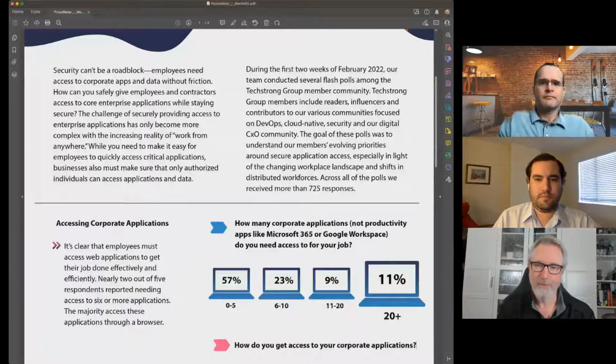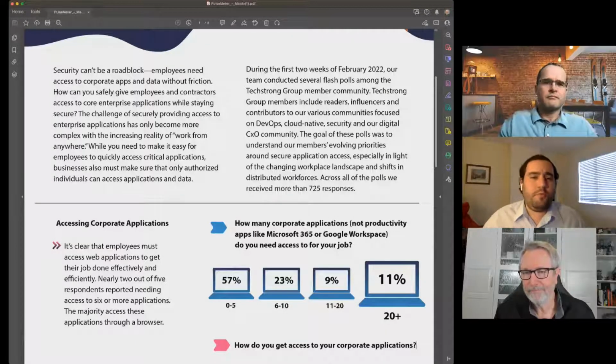Clearly it looks like most people are talking a handful of applications, 57% between 0 and 5. Hopefully it's not 0. 6 to 10, 23%. So there you're really 3/4 of the folks right there, but you do have some people on the upper end of this with 11%. Dan, what are your reactions to this?